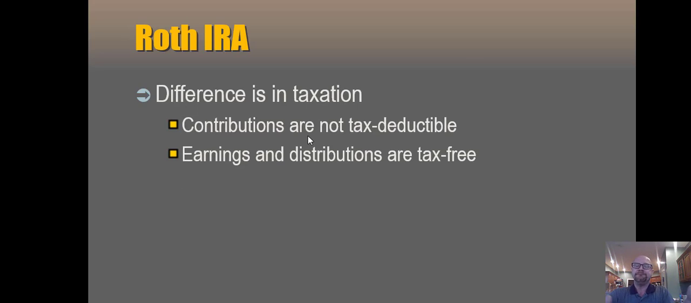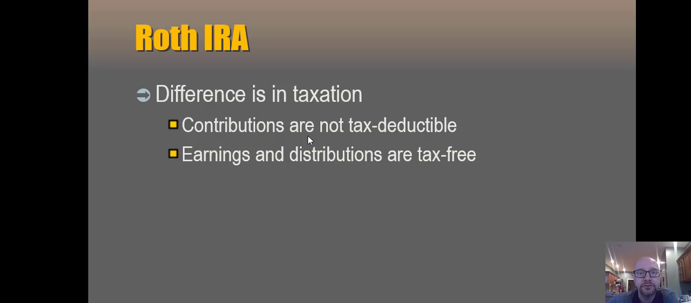Roth IRA, we're going to flip that. So if I earn $50,000 this year and I put $6,000 in a Roth IRA, I still pay income taxes on $50,000 in income. But in the future, when I take that money out, I don't pay any tax on it at all. So where's that attractive? Well, what if I'm in a low tax bracket right now, but in the future I expect to earn more and be in higher income tax brackets?